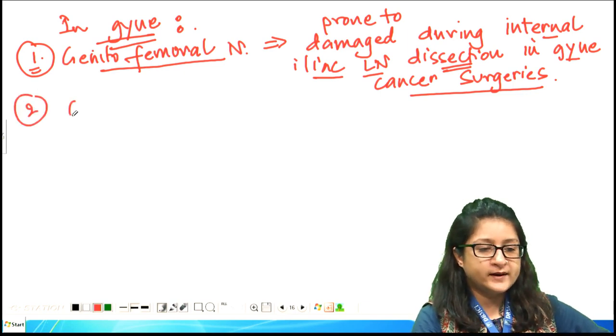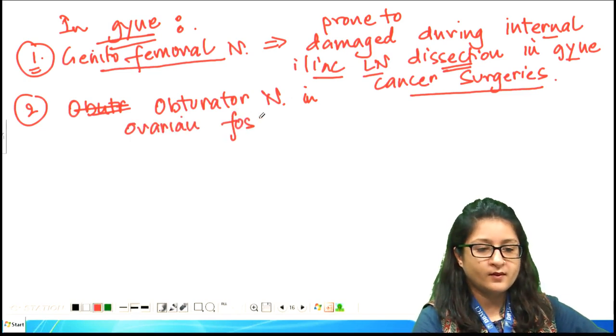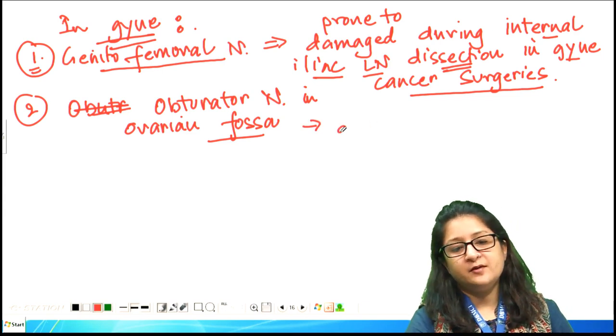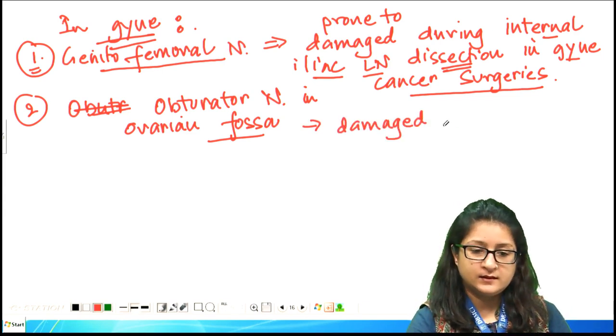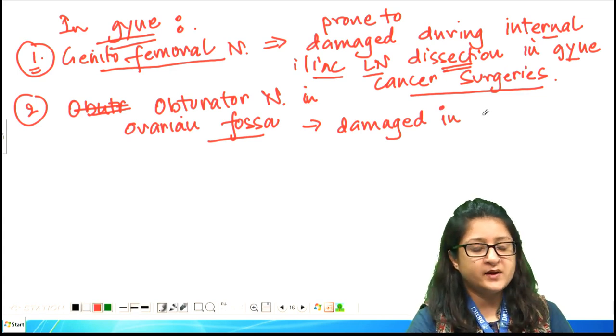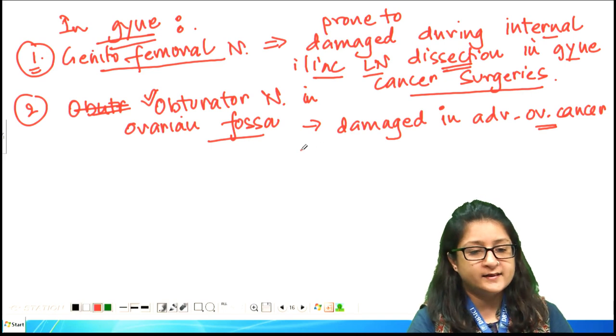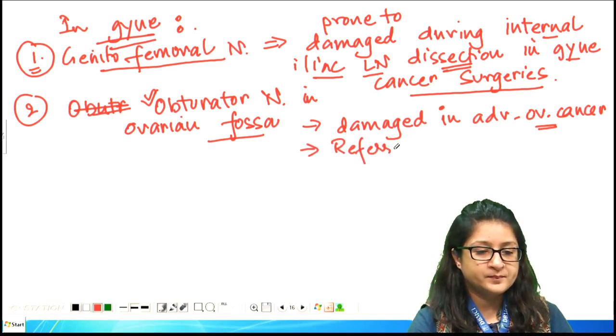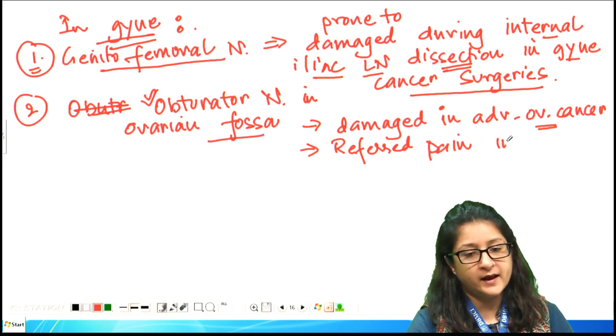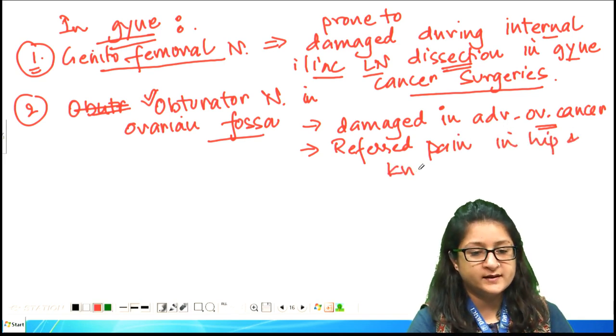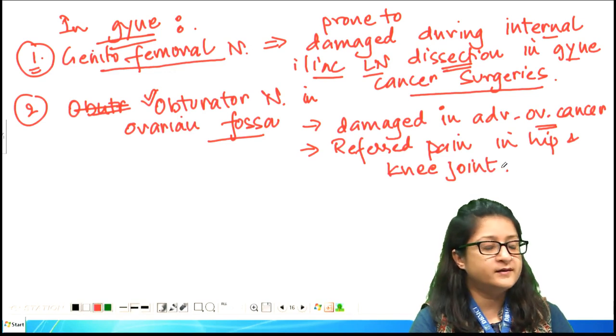And second important point is the obturator nerve in the ovarian fossa. Okay, this can be damaged or this can be involved in advanced ovarian cancers. All right, in advanced ovarian cancers, there can be involvement of the obturator nerve, and that can lead to referred pain. Referred pain in the hip and knee joint in case of advanced ovarian cancers.